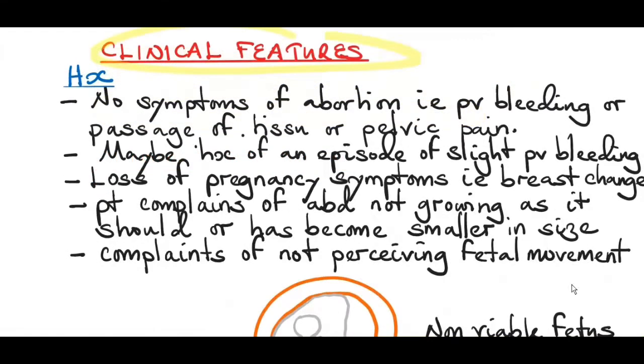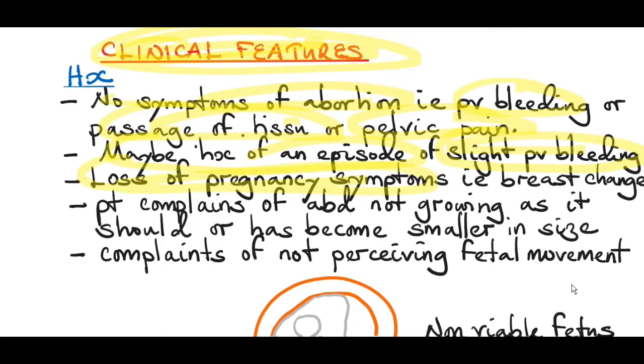So what are the clinical features of a missed miscarriage? How do you make a diagnosis of a missed miscarriage? From the history, there will be no symptoms of abortion like vaginal bleeding or passage of clots or tissue or abdominal pain. There might be a history of an episode of slight vaginal bleeding which had stopped, and the patient will also complain of loss of pregnancy symptoms like breast changes. There was once breast tenderness which has stopped. The patient complains of the abdomen not growing as it should or has become smaller in size.